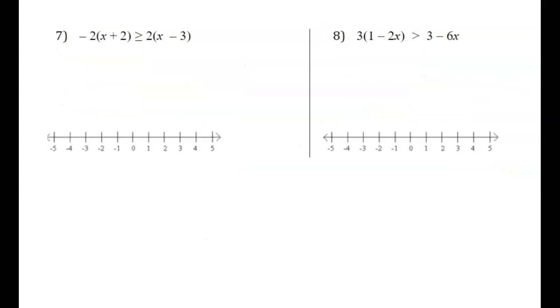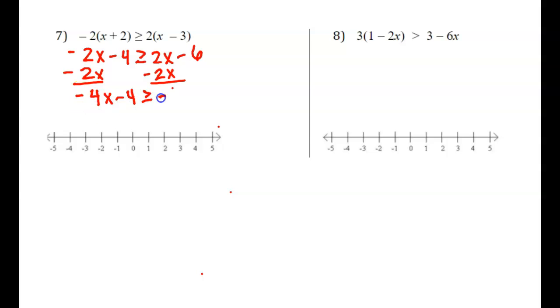All right, let's look at number 7. When we distribute, we've got -2x minus 4 is greater than or equal to 2x minus 6. I'm going to subtract my 2x from both sides. We get -4x minus 4 is greater than or equal to -6. I'm then going to add 4 to both sides. I'll do below. We get -4x is greater than or equal to -2.